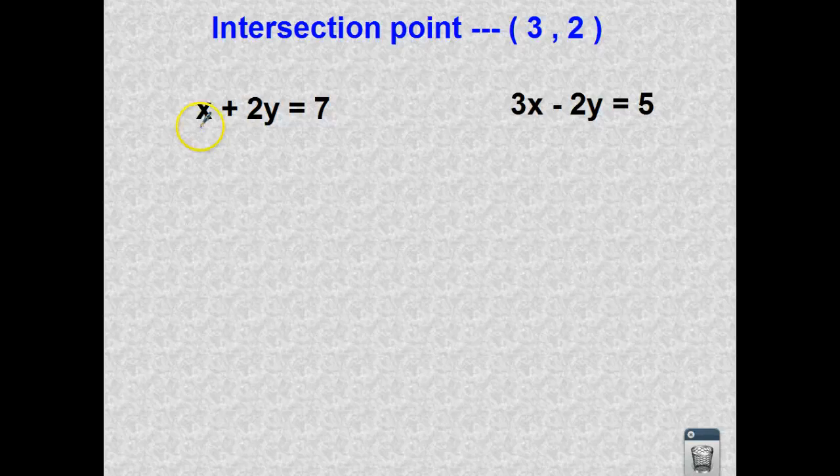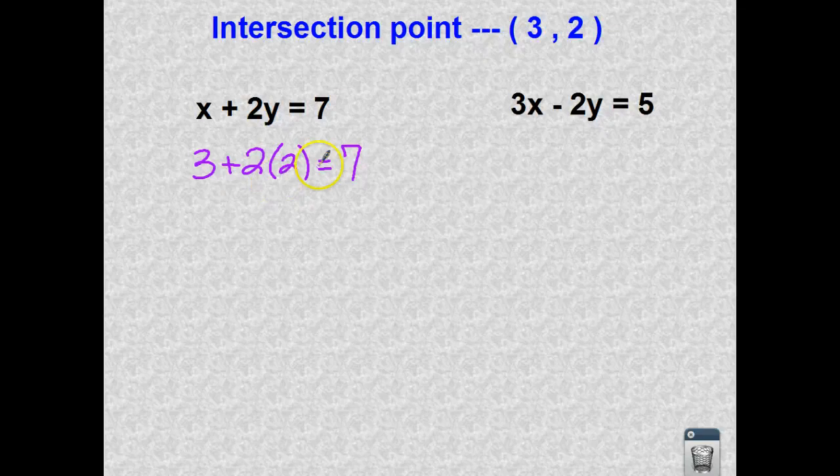Substituting in my x value, which was 3 in the ordered pair. So we have 3 added to 2 times the y value. The y value was 2. And that should be equal to 7. So if we have the correct ordered pair, if they are equal to each other, that means the left side is equal to the right side. So here we go, order of operations, multiply first, so we have 3 added to 4, and this one checks.